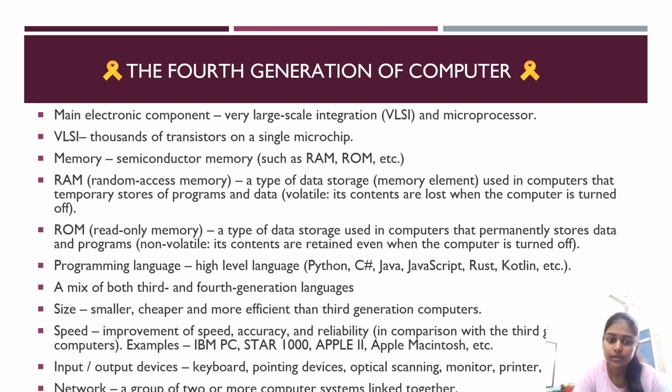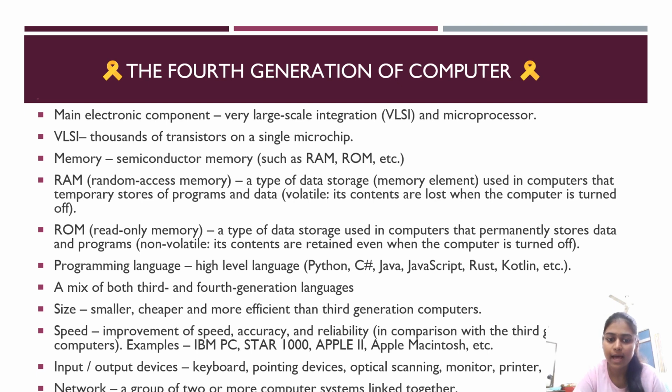Programming language used as high-level language. For example, Python, C, Java, JavaScript, Rust, Kotlin, etc. A mix of both third and fourth generation language. Talking about size, it is smaller, cheaper and more efficient than third generation of computers. Talking about speed, improvement of speed, accuracy and reliability in comparison with the third generation of computers.